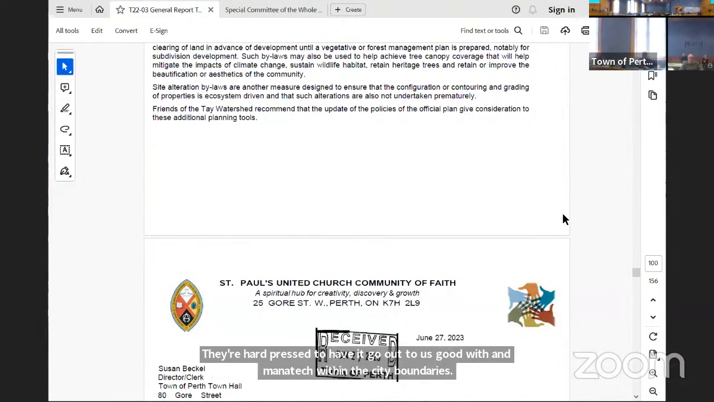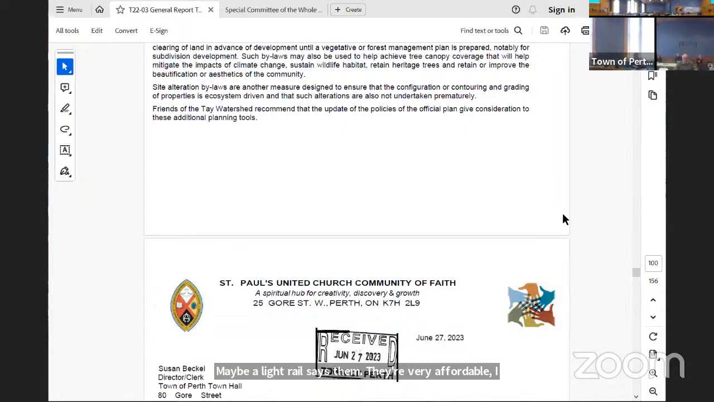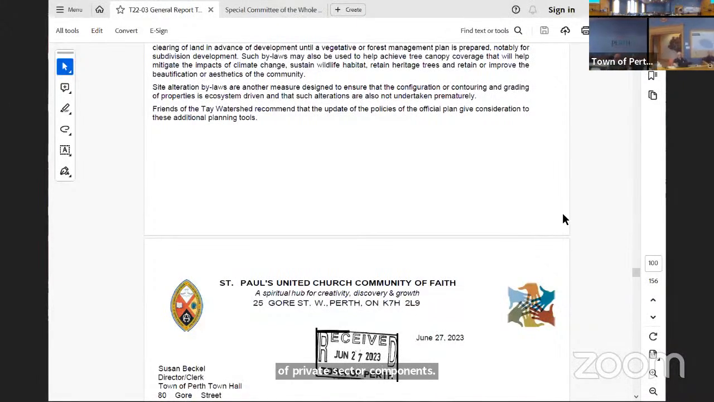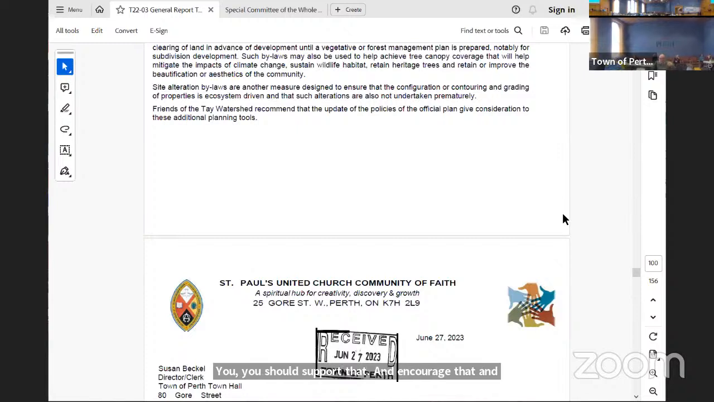They're very affordable, I hear. But again, it isn't a laughing matter. I think it's appropriate for the town to work with the private sector to look at ways of achieving this, that if there's a business case for a bus or other types of private sector components, you should support that and encourage that, and park and rides and those things. But you have policies already that are aspirational in that nature.